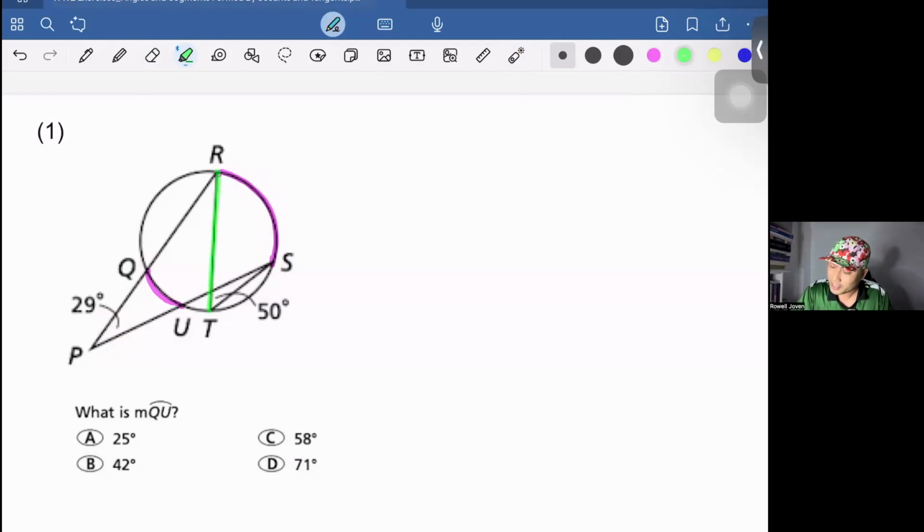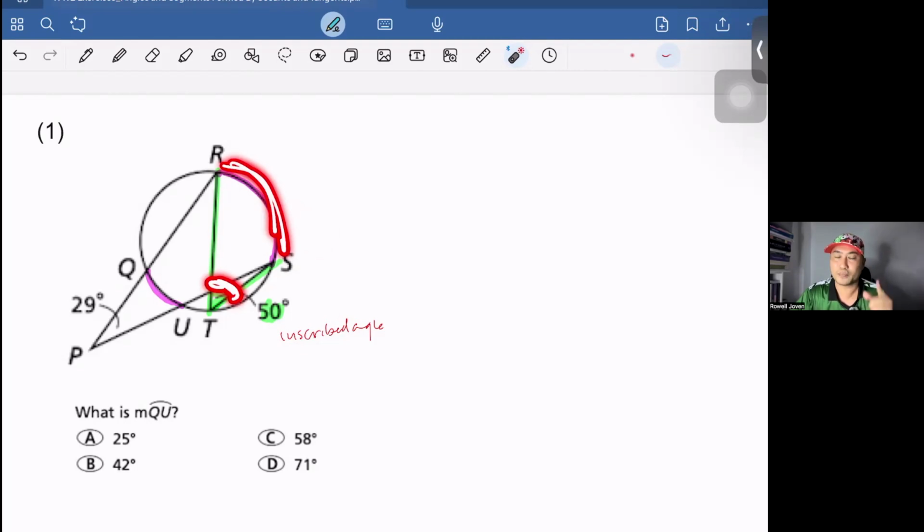How do we get the measure of RS? So we have RTS. Remember that RTS is given as 50 degrees. And what is angle RTS? Angle RTS is an inscribed angle. And we know that the measure of an inscribed angle is always equal to 1/2 the measure of the intercepted arc. So this is the intercepted arc, right? In order to get this angle here, you just get the measure of the intercepted arc divided by 2.